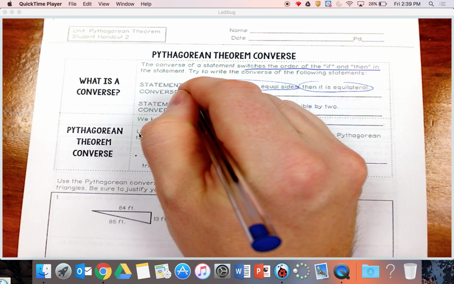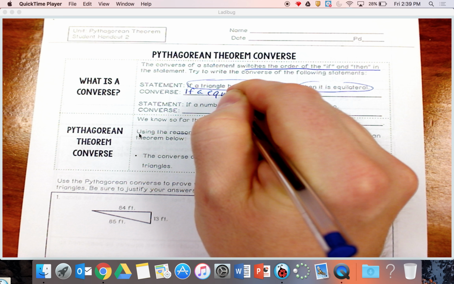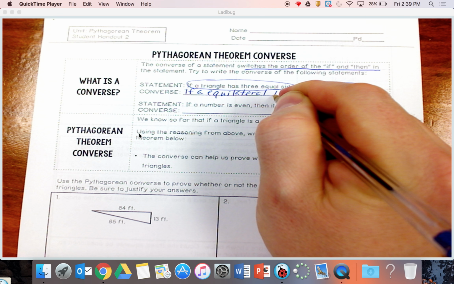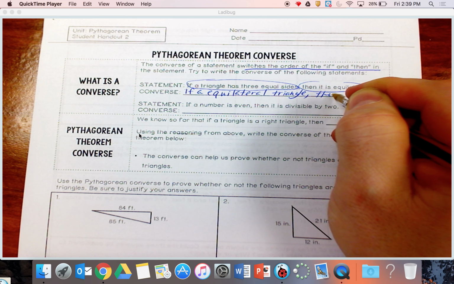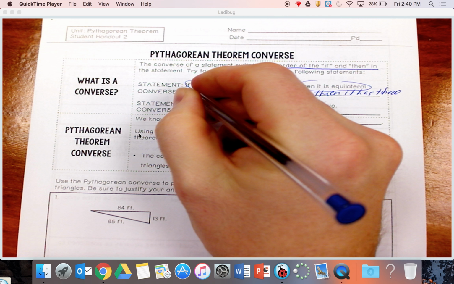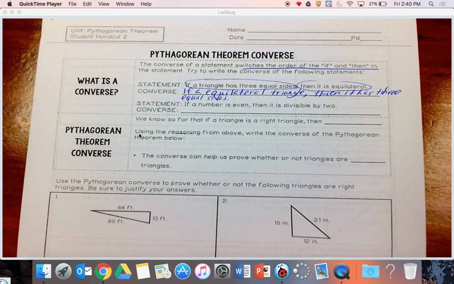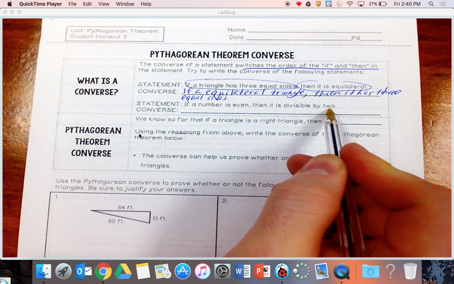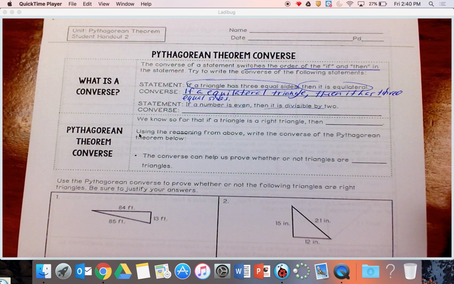So what we do is we just rewrite it here. It says if a triangle is equilateral, then it has 3 equal sides. So all we did was just switch it. Alright? Same thing for our next one. It says if a number is even, then it is divisible by 2. So here's your first one, and here's your second one. We're just going to flip the reverse of those. That's basically what a converse does.